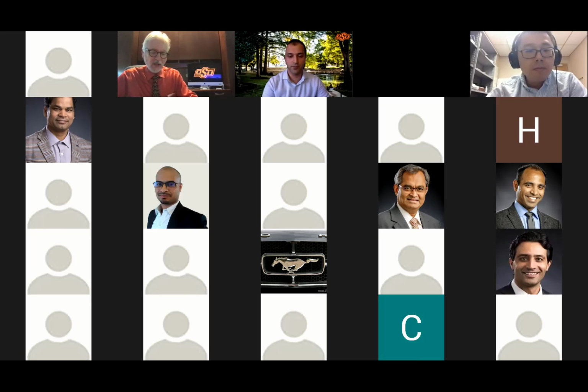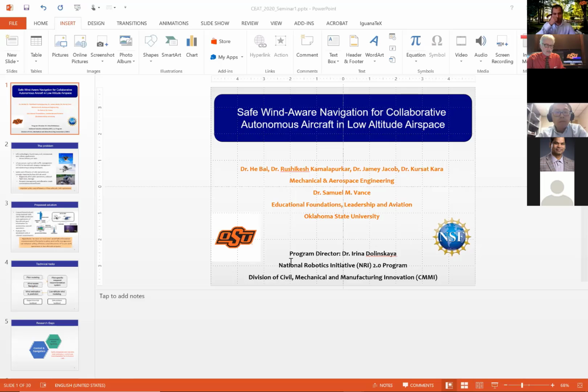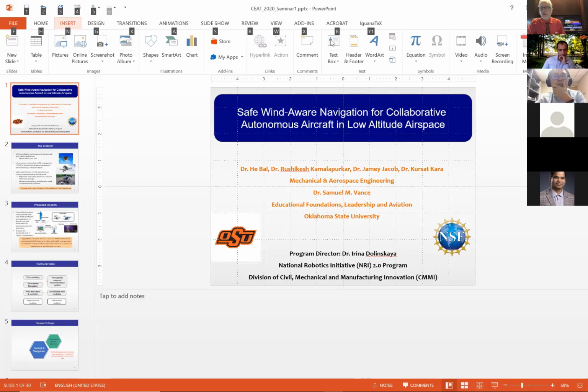He was the principal investigator for a number of research projects on detect and avoid, cooperative target tracking, and target handoff in GPS-denied environments. In 2015, he joined Oklahoma State University as an assistant professor in the School of Mechanical and Aerospace Engineering. His research interests include robotics and unmanned systems, multi-agent systems, Bayesian learning, nonlinear control, and sensor fusion. His talk today will be on safe wind-aware navigation for collaborative autonomous aircraft in low-altitude airspace.